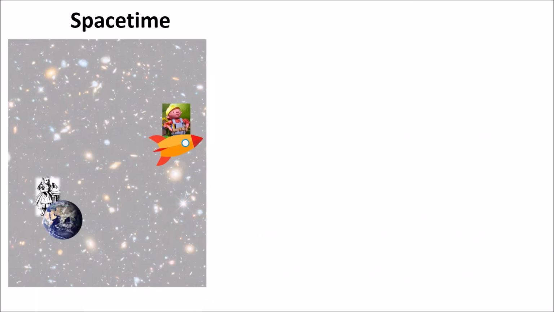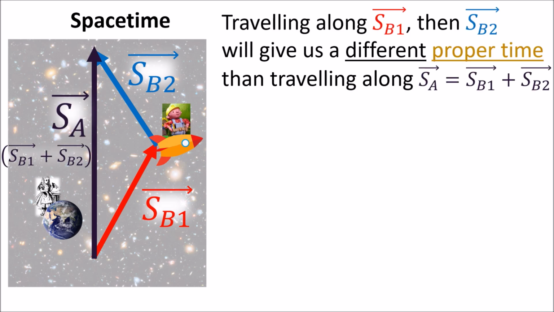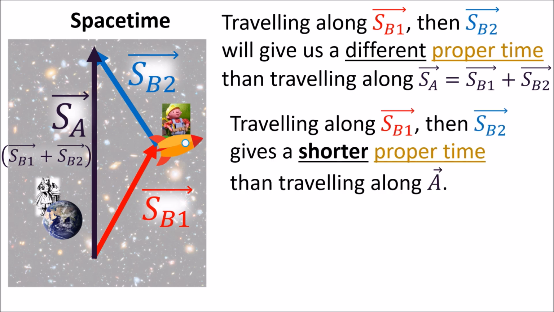We have a similar situation in space-time, with Alice's straight world line and Bob's zigzag world line. Traveling along Bob's world line, along vectors SB1 and then SB2, will give us a different proper time than traveling along Alice's world line, SA, which is just the vector addition of SB1 and SB2. Except now, there's a key difference. Traveling along SB1 then SB2 actually gives us a shorter proper time than traveling along SA.